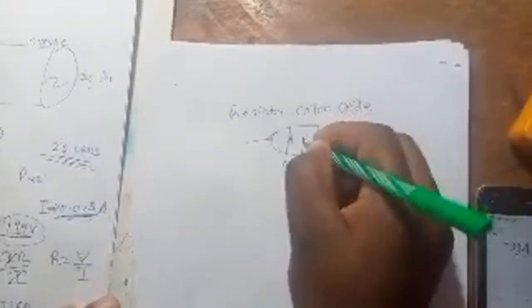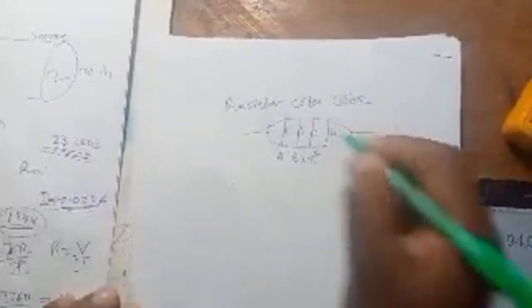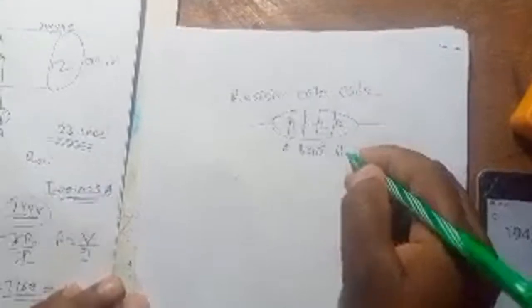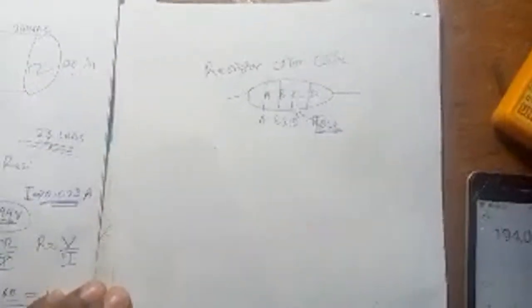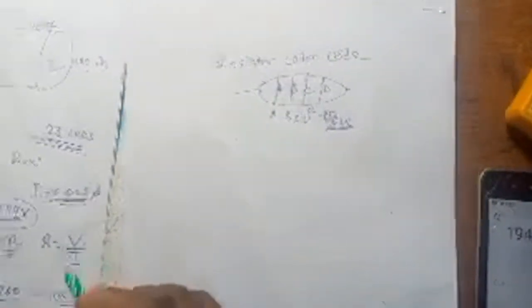Hii ya tatu sasa ni C, so call it A, B, C. D sasa inakuwa ni tolerance. So let me just give an example. Like sasa hii yenye tuko nayo hapa, tutajua ni 10K ohms. Hii ni kwa color ni gani? Lakini wacha tu niwaonyeshe how to have that color.